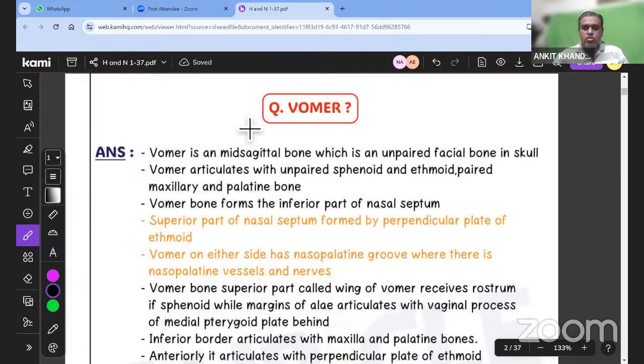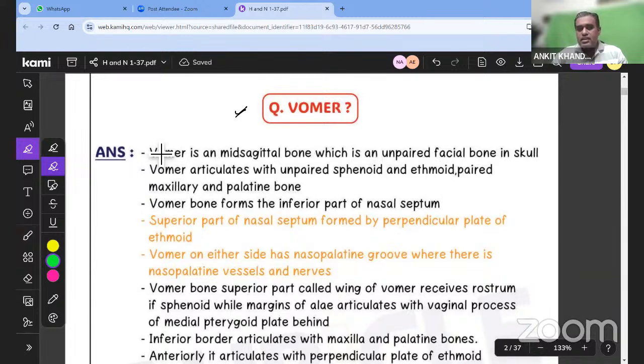Next, we come to the vomer bone. Now, the features of the vomer: it is again a mid-sagittal bone which is unpaired. It is only present at the center.